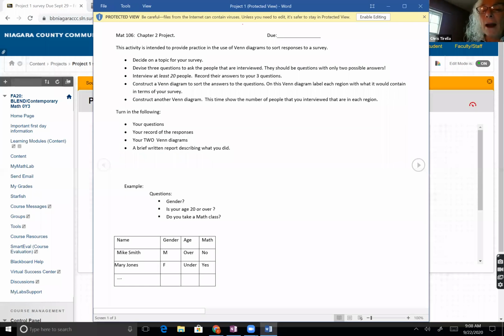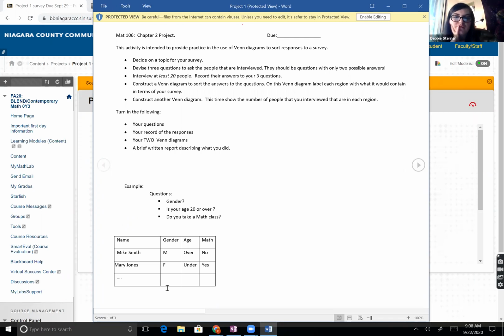So in my example, I asked people, what's your gender? Again, I know that's politically incorrect. That's going in a world where people are either male or female. I need to update this. Then I asked, is your age 20 or over? And the most important question you could ask anybody is, are you taking a math class, right? I didn't do the whole list of 20 responses, but you see how here I started a list of who said what and who's who.